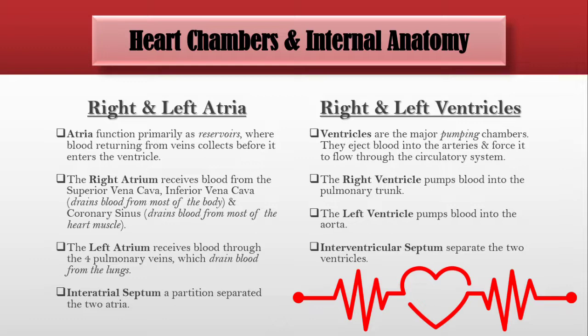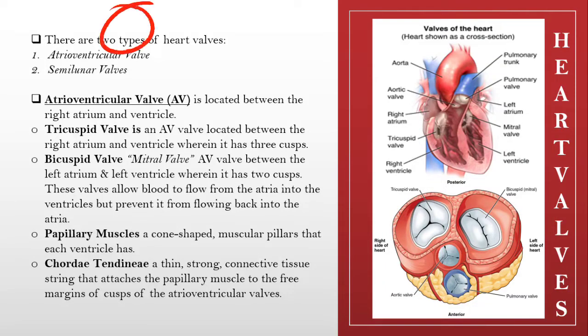The two ventricles are separated by a partition called the interventricular septum. Meron tayong dalawang uri ng heart valves, which are the atrioventricular valves and the semilunar valves. So, ang ating atrioventricular valve is located between the right atrium and the right ventricle.